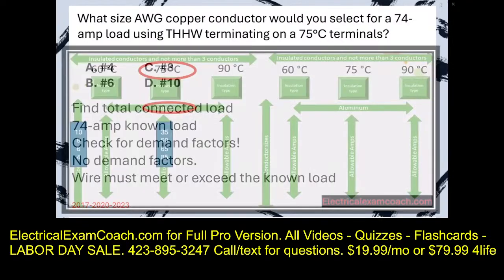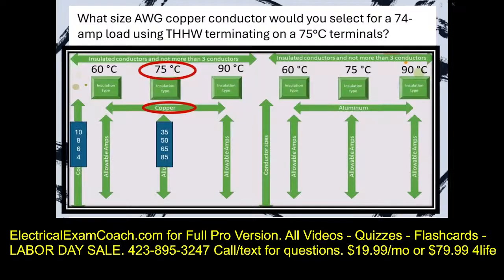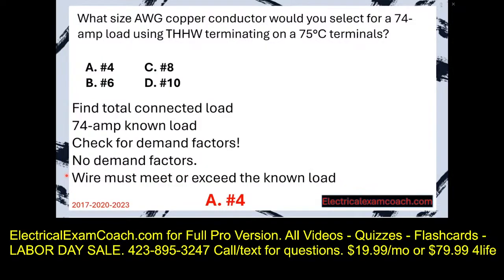We head to our primary ampacity table. We make sure that we're on the right side of the table. In this case, it's copper. And we have 75°C terminals. So now we go down the column and find a wire that will cover the known load. We find one that will cover 74 amps. We use a straight edge to come over and tee off at number 4. And we're going to select A. Great job. That's the end of lesson 9.1.